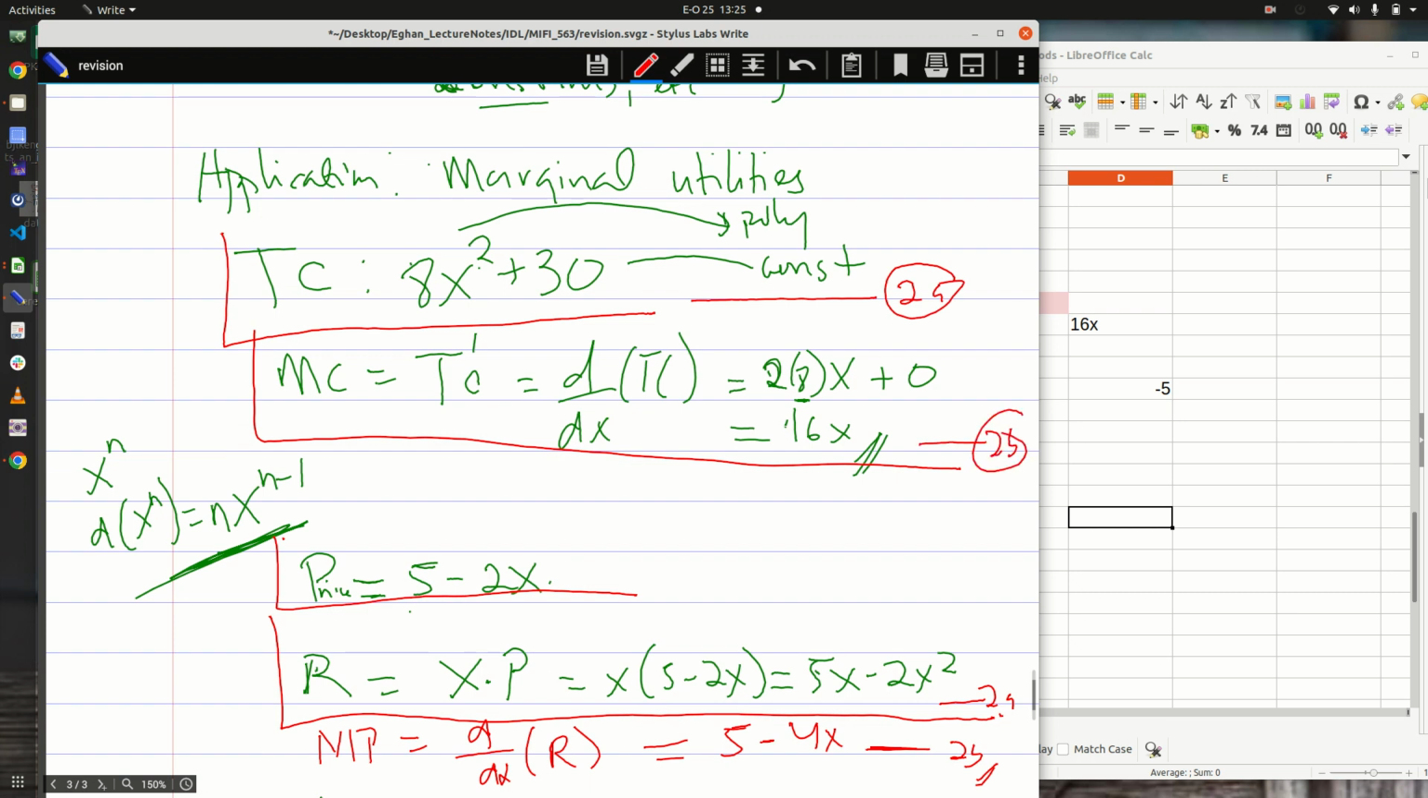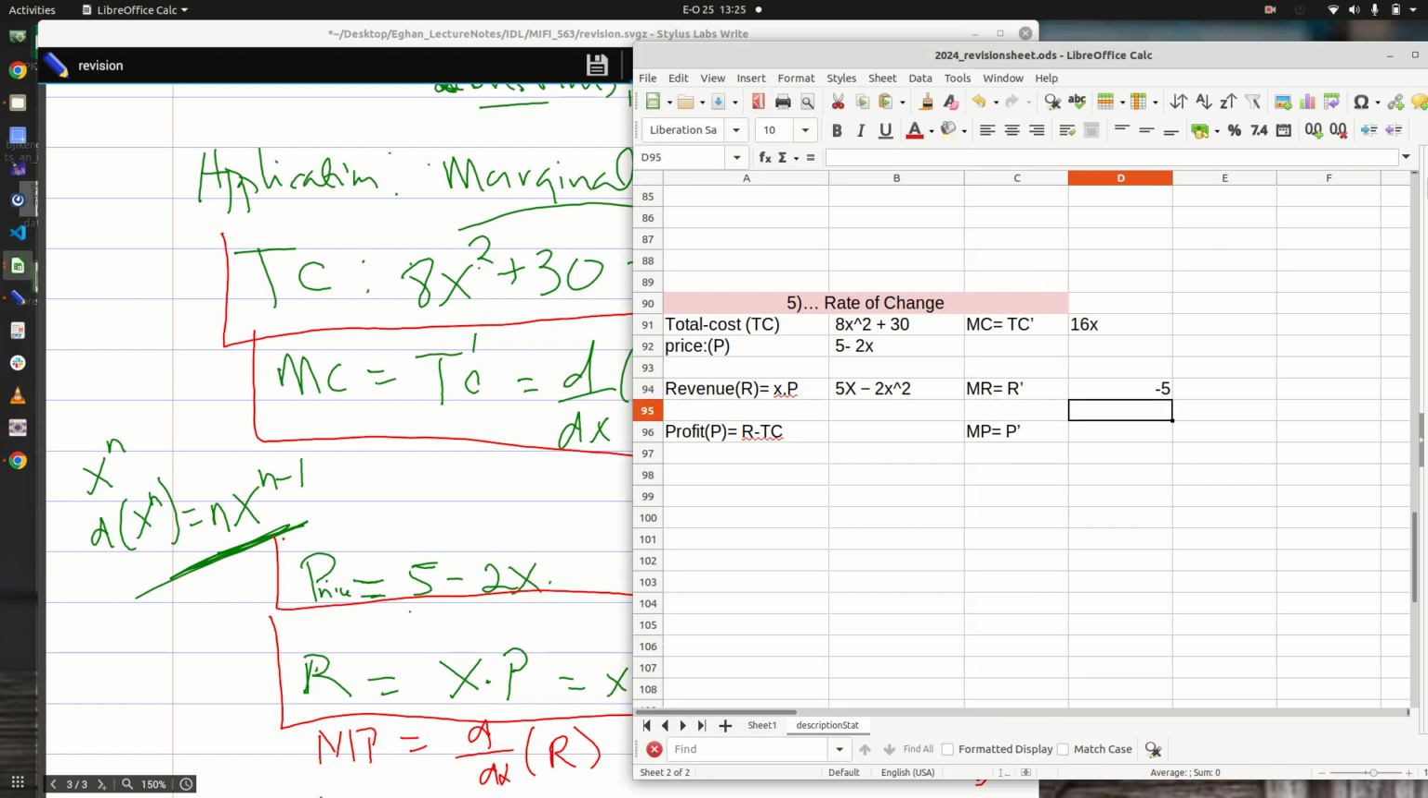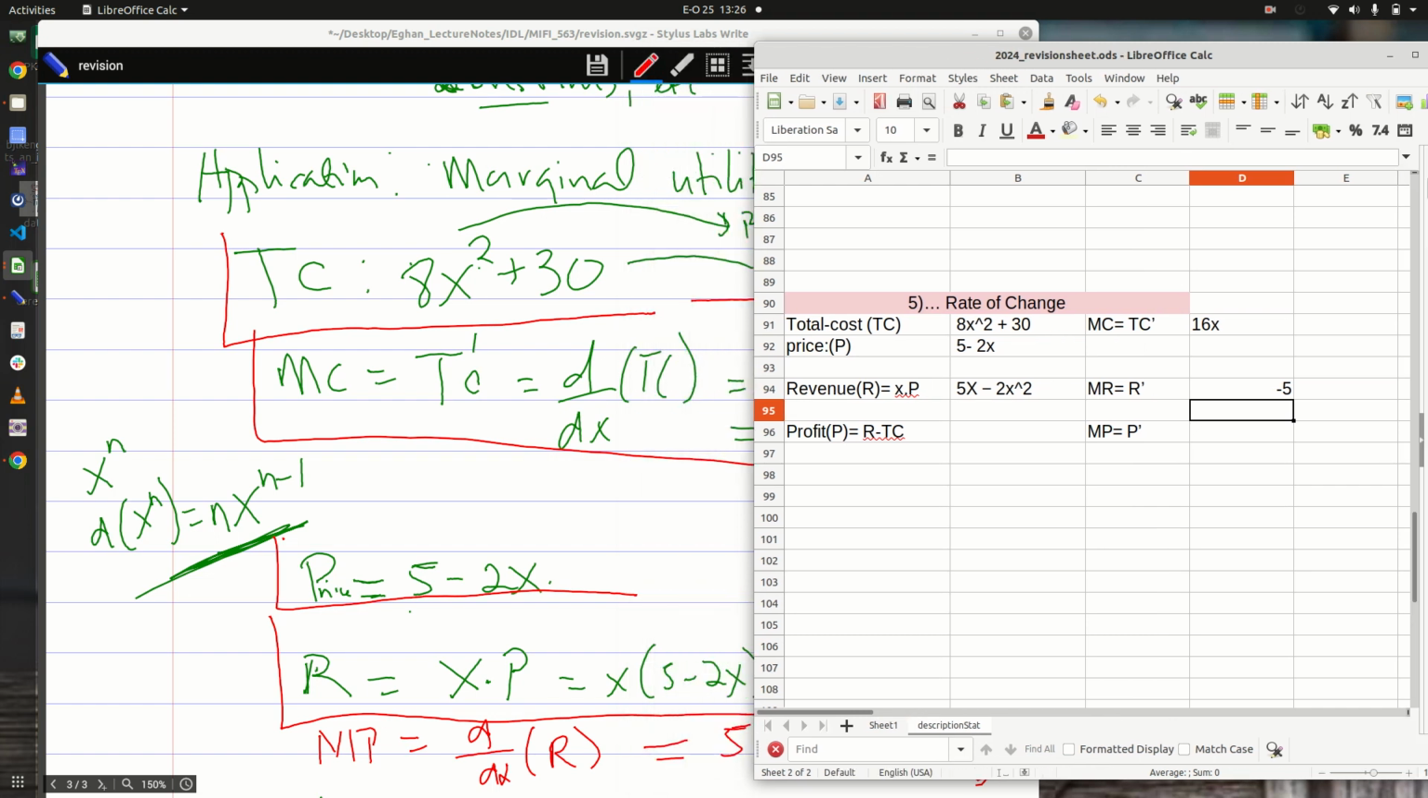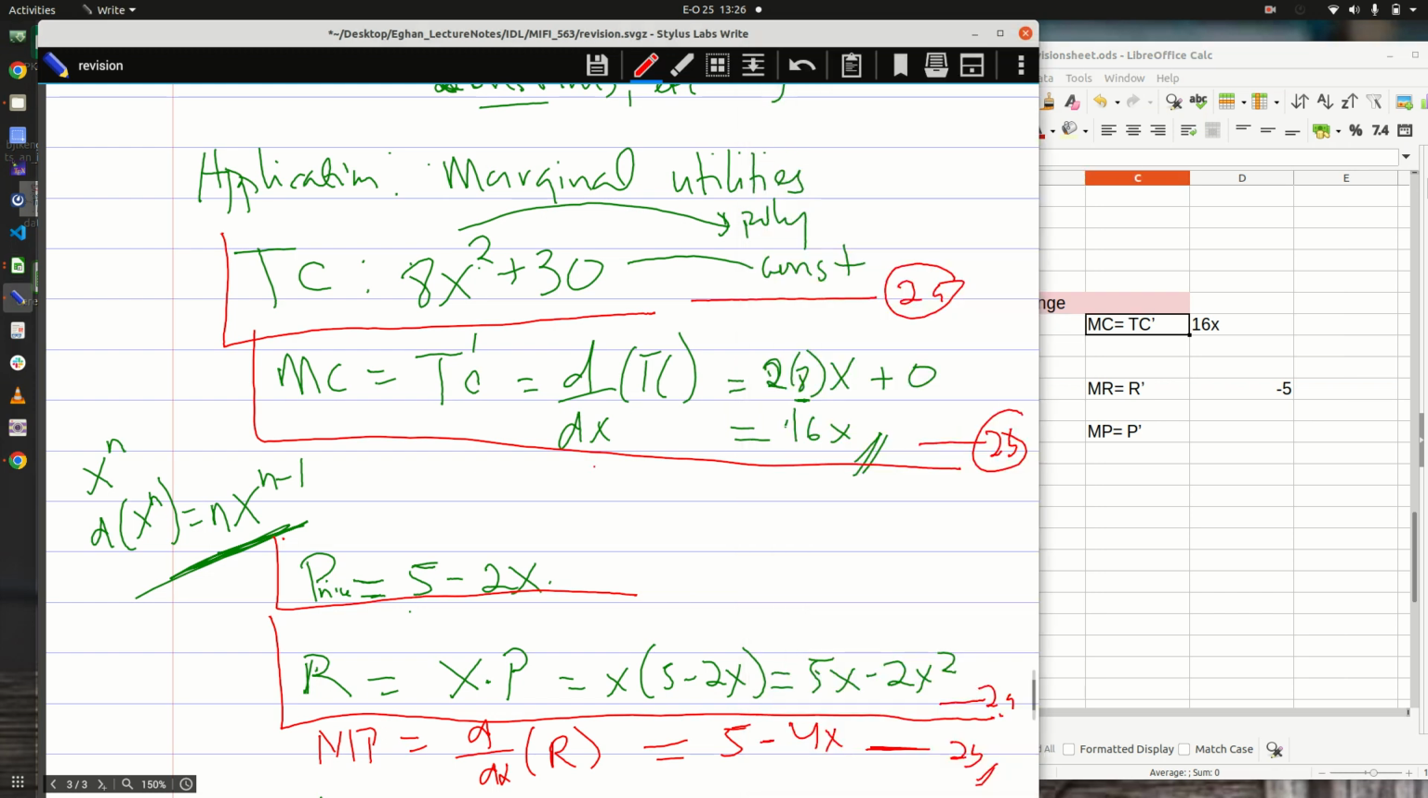What information can we make out of this for the manager? So let me rewrite everything. I have a total cost as 8x squared plus 30, that is it. Now the marginal cost, I had 16x, so let me shift this.